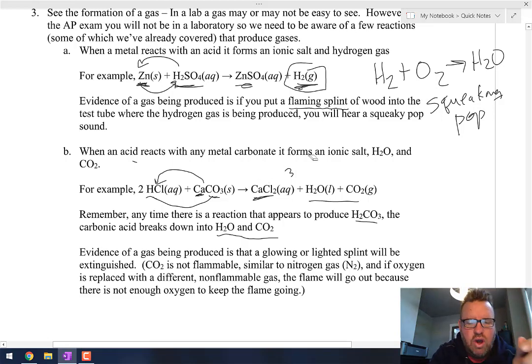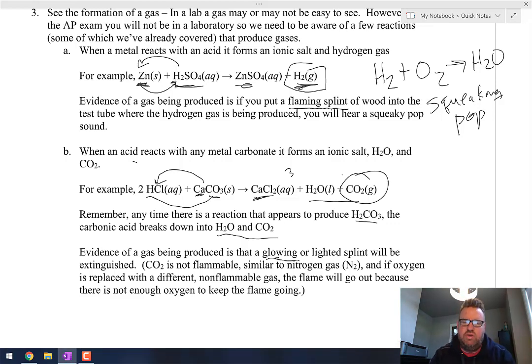Okay, now notice that in this case, again, you're using a splint that is glowing, so it's been lit and you blew it out and now it's just glowing, or it can be lit. If you put it into there, again, you've got a test tube with carbon dioxide gas in there. You put it in there, and rather than there being oxygen there, it's CO2, and what happens is the splint will go out.